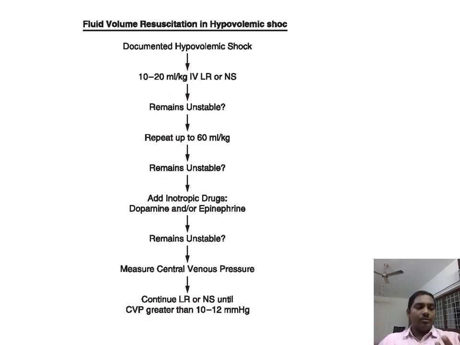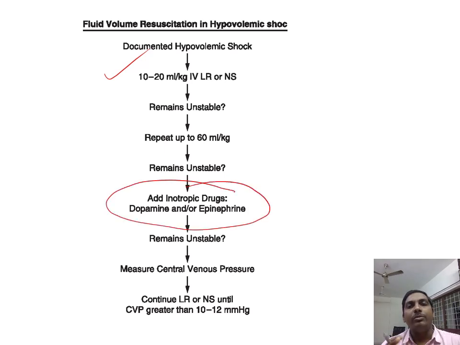So with this we have described the resuscitation, response and monitoring, how to monitor the shock. So how to treat the hypovolemic shock? Documented hypovolemic shock, tachycardia, hypotension, decreased central venous pressure. Immediately you give IV fluids. Patients you have to classify as responders, transient responders or non-responders. Transient responders and non-responders you have to give inotropic drugs like dopamine or adrenaline or noradrenaline. Still unstable, you need to give proper fluid management according to the CVP.